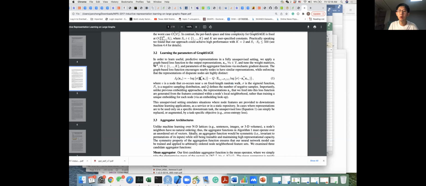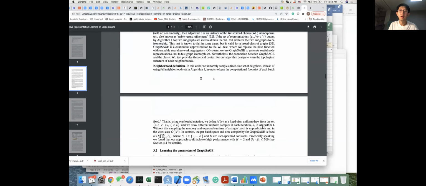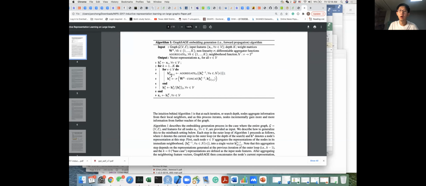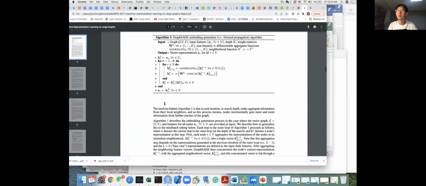So what Z is here is the output of 2 layers. In the first step, you aggregate the neighborhood information. In the second step, you put it into a one-layer linear neural network, and the output is just Z here.